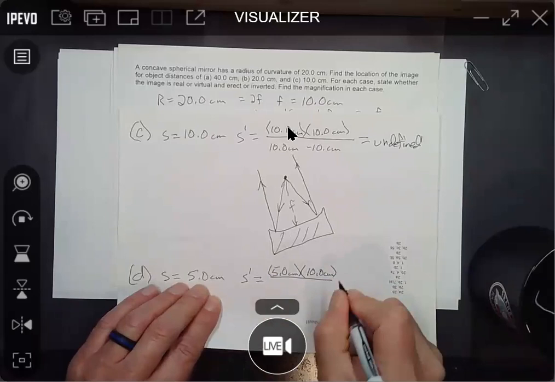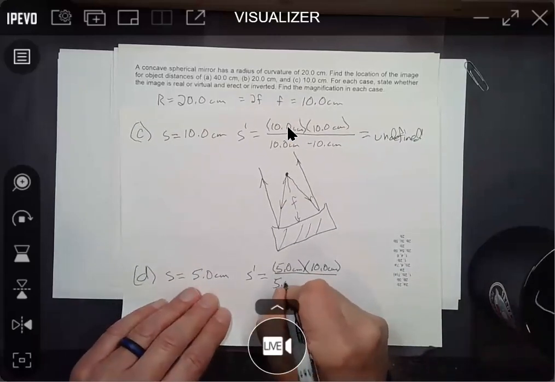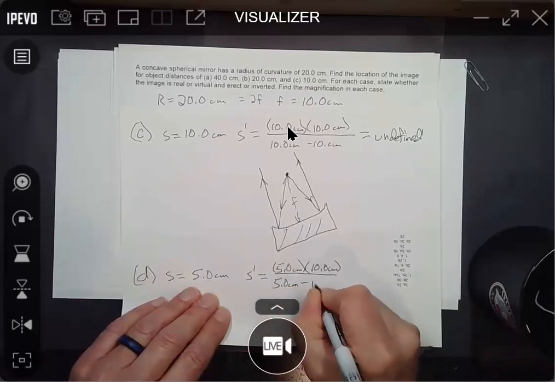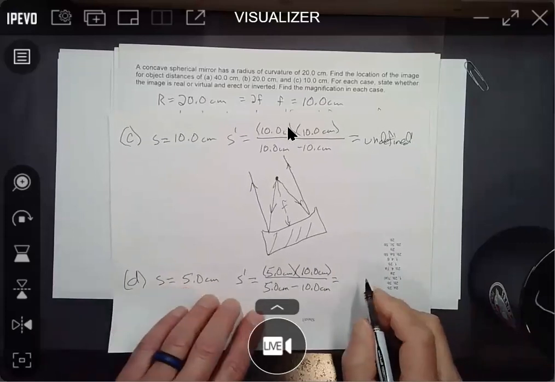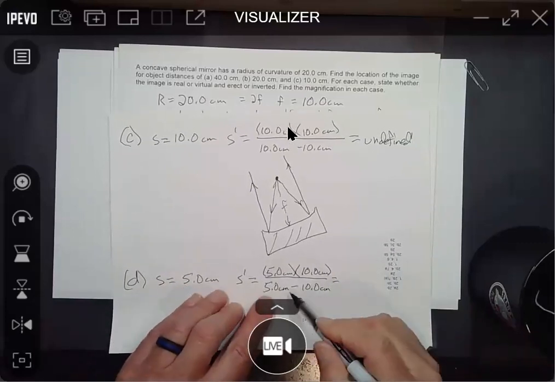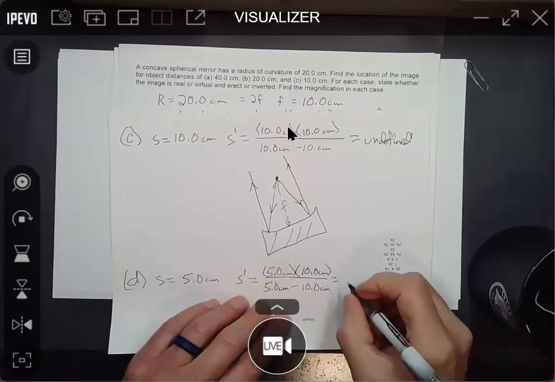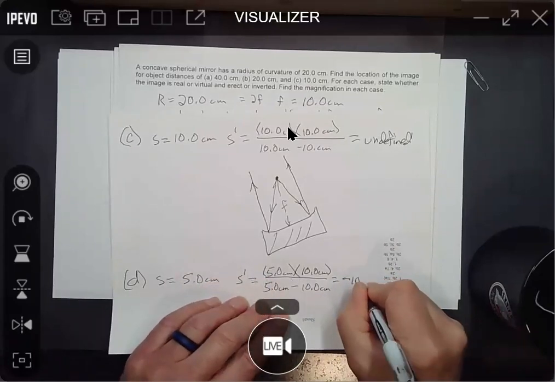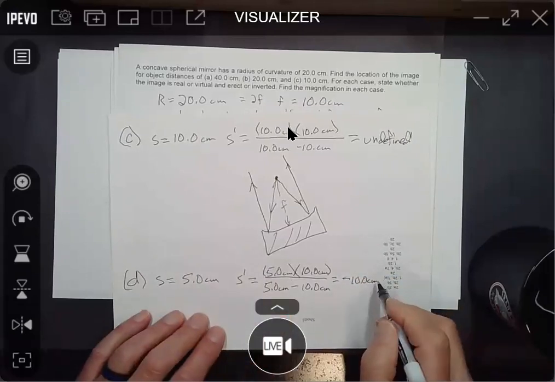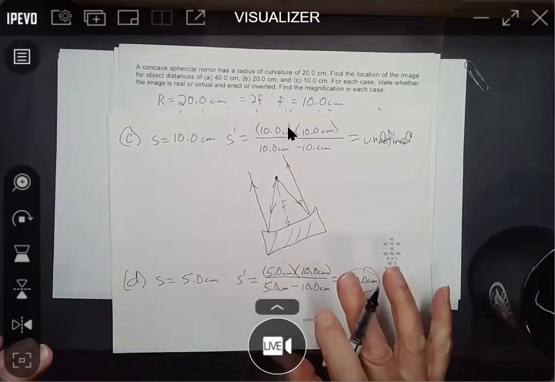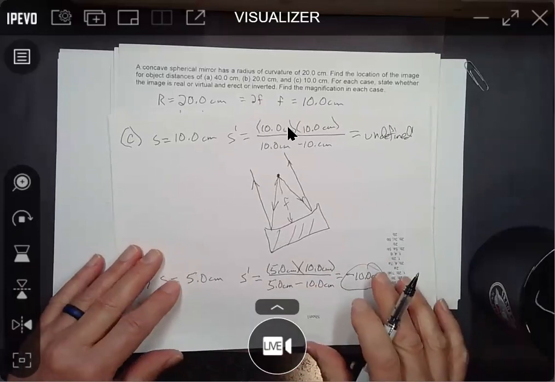And then on the bottom, I'll have S minus F. That's going to be 5.0 centimeters minus 10.0 centimeters. And what do I get in that case? Let's see, that's going to be -5 on the bottom. It'll divide with that and give me -1. It'll be minus 10.0 centimeters. Okay, well, what does that mean? Well, first of all, it's negative. That tells me it's a virtual image, not a real image.